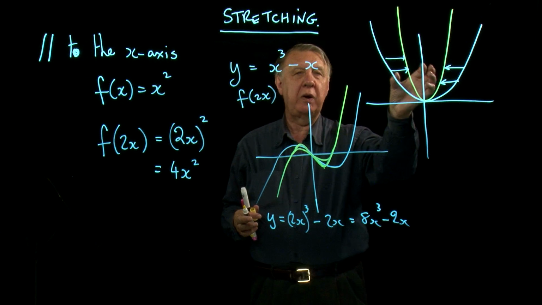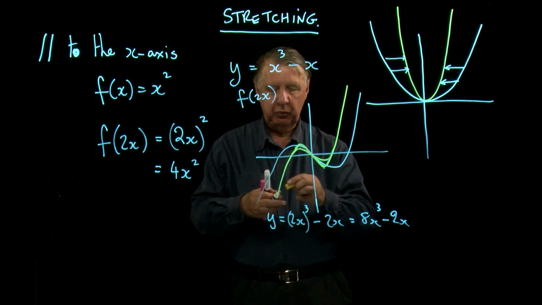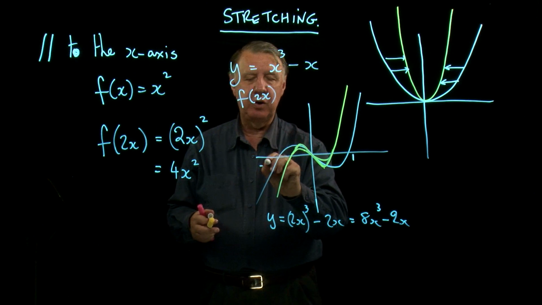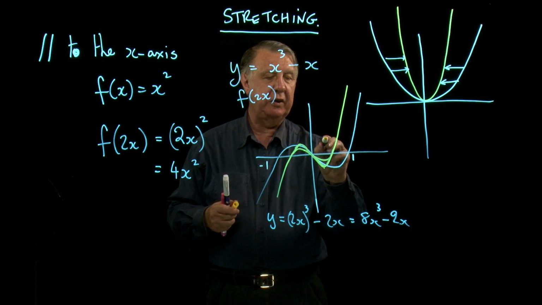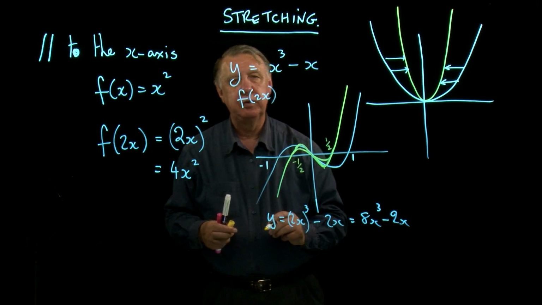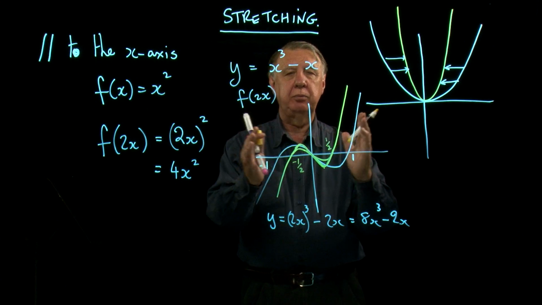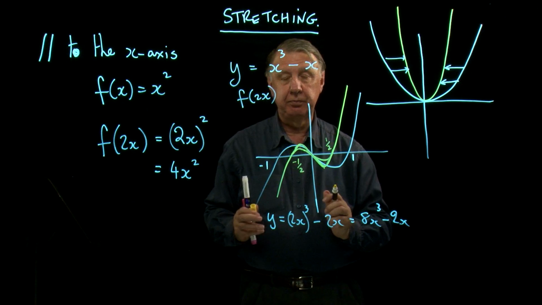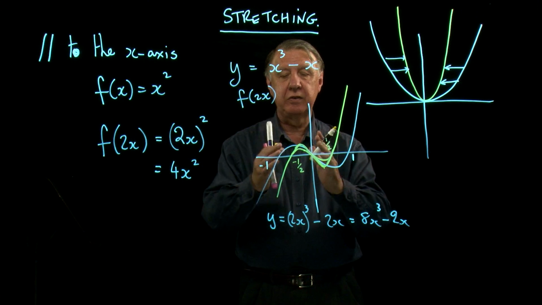Now, this one, it's not clear how much it squashes. If you put some numbers on, this is 1, this is minus 1. And if you drew it accurately, you'd find this was a half, and this was minus a half. So therefore, it appears to have shrunk. In fact, it appears to have halved it. Just keep an eye on that. With function 2x, it's halved it.